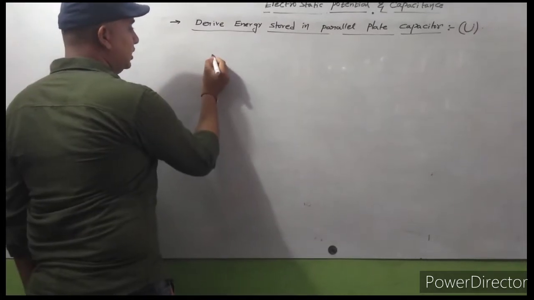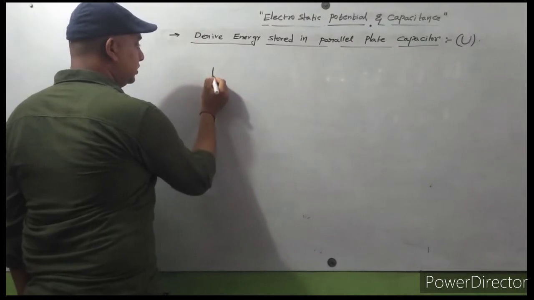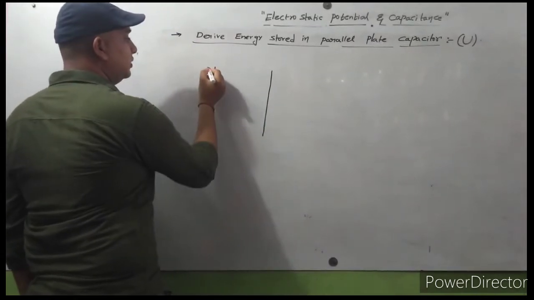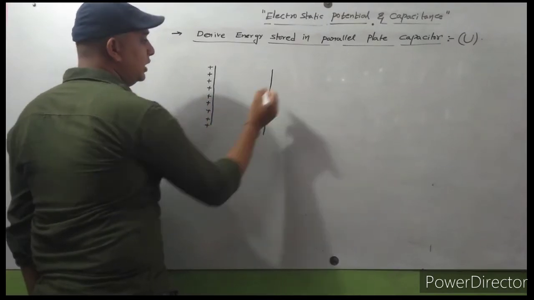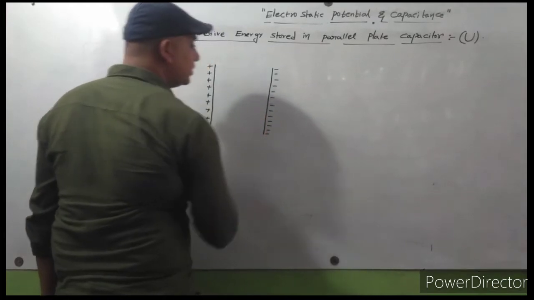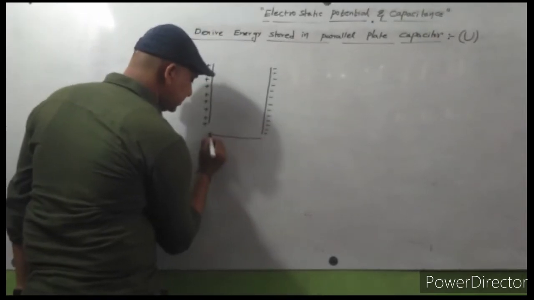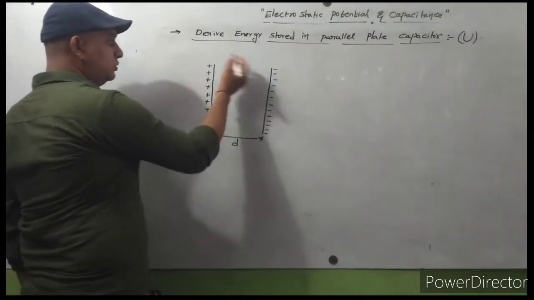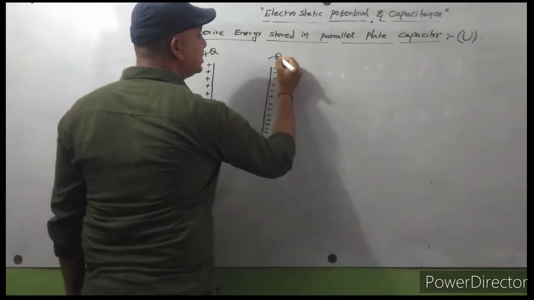For example, let us consider this is one plate, this is another plate. This is a positively charged plate, and this is a negatively charged plate. They are separated by some distance d. So this is plus q charge, and this is minus q charge.